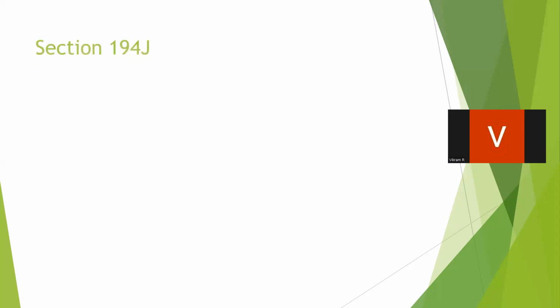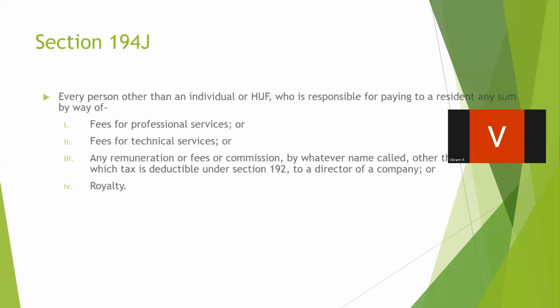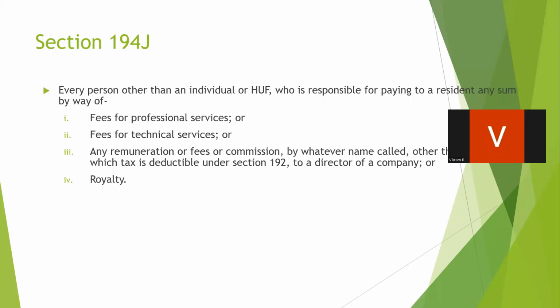So next is section 194J. So here it comes for our professions. Every person other than an individual who is responsible for paying to a resident any sum by way of fees for professional services or technical services, any remuneration or fees or commission by whatever name called other than those on which tax is deductible under section 192 to a director of a company, or royalty.